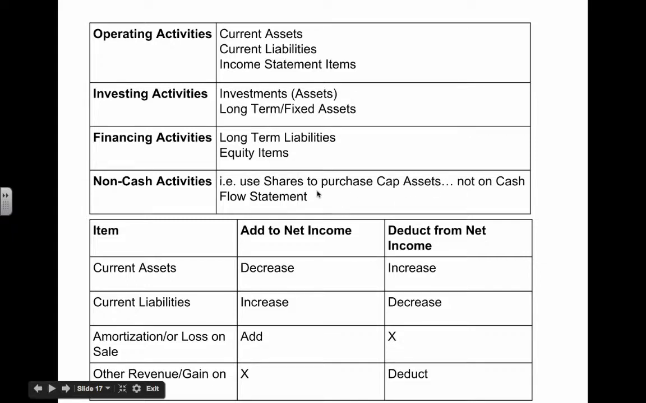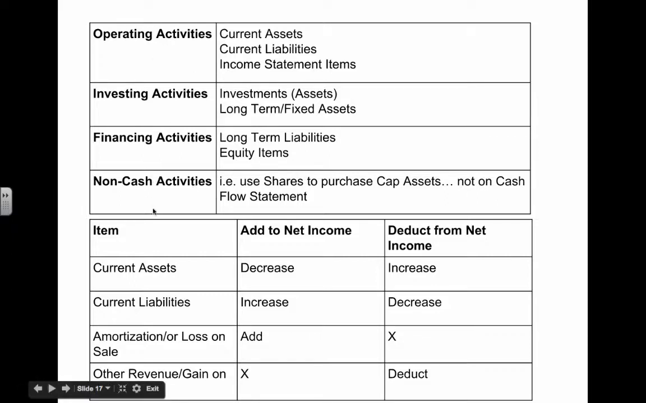There's no cash activity there. Really, we're trying to see, is cash going in or out? Is it an inflow or an outflow? And what activity does it affect? Operating, investing, and financing. And we're going to do some activities on this in class.